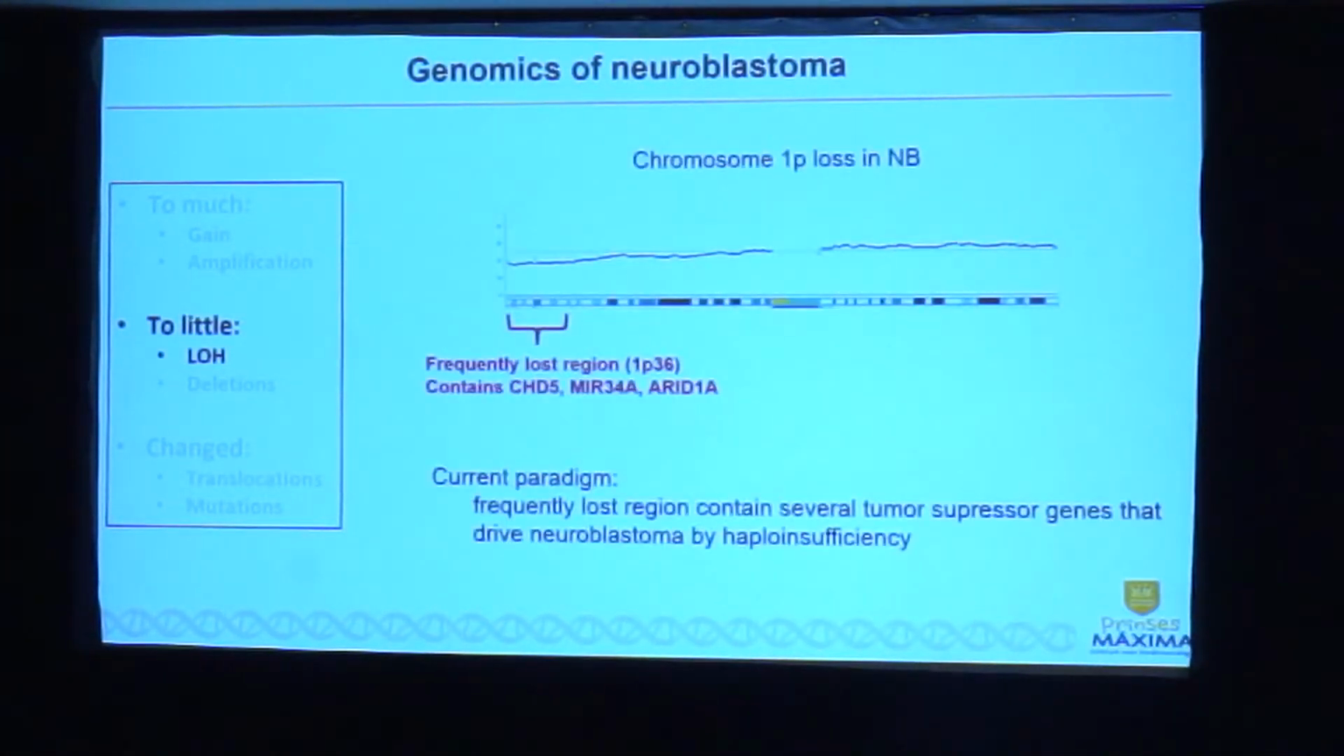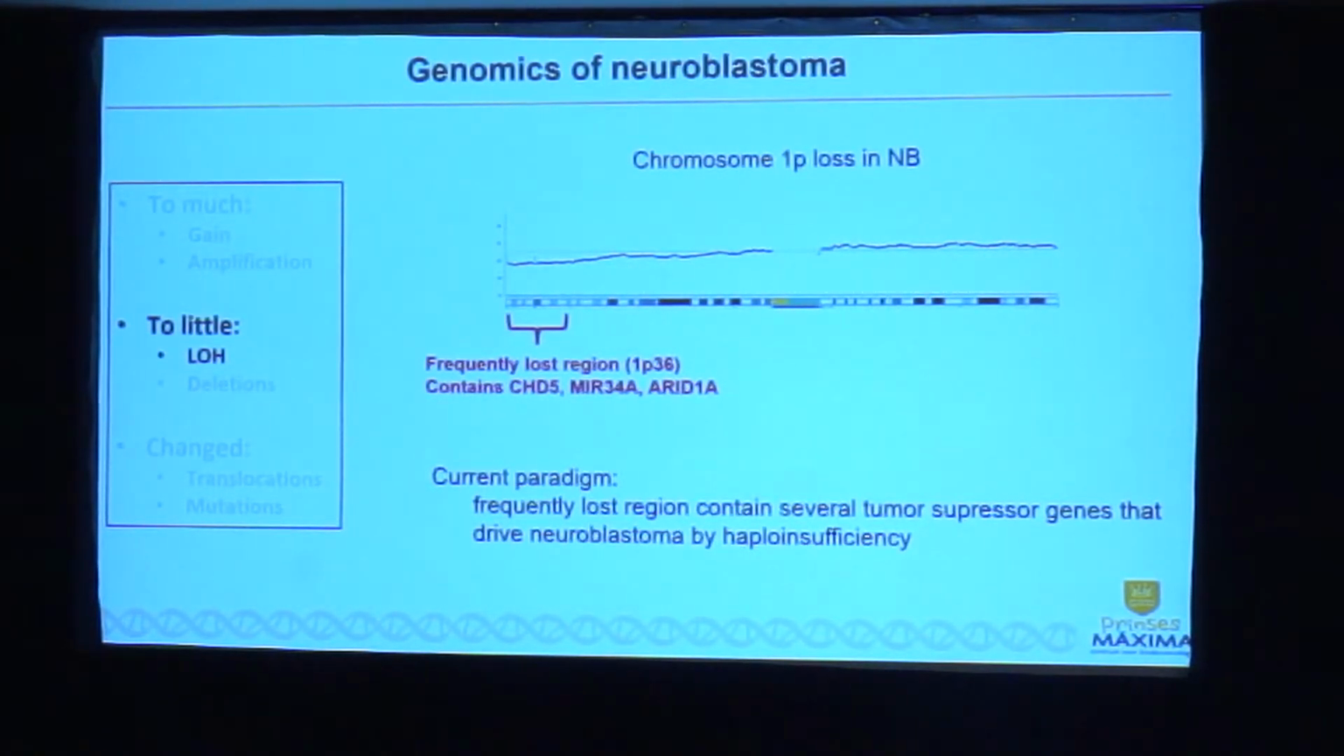I think the paradigm still is actually the same as with the gain genes, that you have these frequently lost regions. So for instance, chromosome 1p, so this is the average loss. So there's gain sometimes of 1q, but loss of 1p, and this is the most frequently lost region, 1p36. And that contains then several tumor suppressor genes like CHD5. There's MIR34A involved, ARID1A, which is involved in SWI/SNF signaling. So it's really various genes that are located in that region.